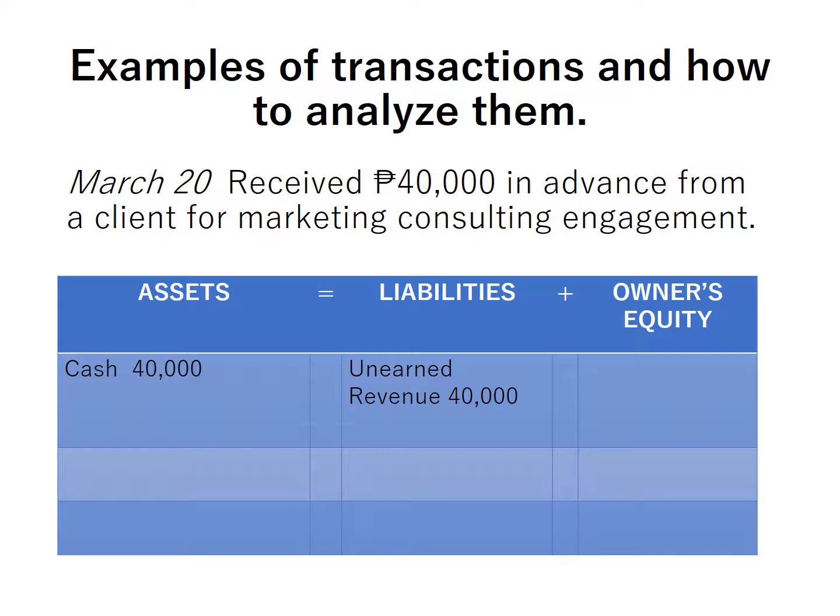March 20, the business received 40,000 pesos in advance from a client for a marketing consulting engagement. Cash increased by 40,000 pesos. Unearned revenue increased by 40,000 pesos.